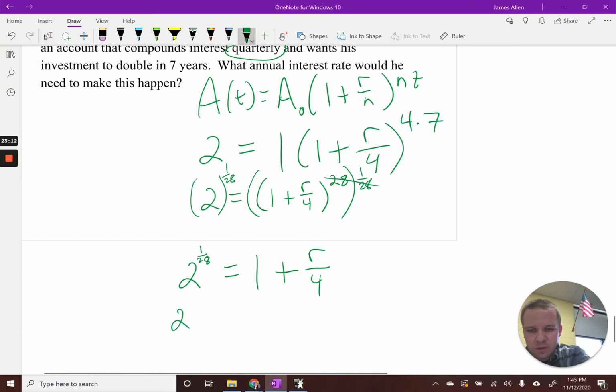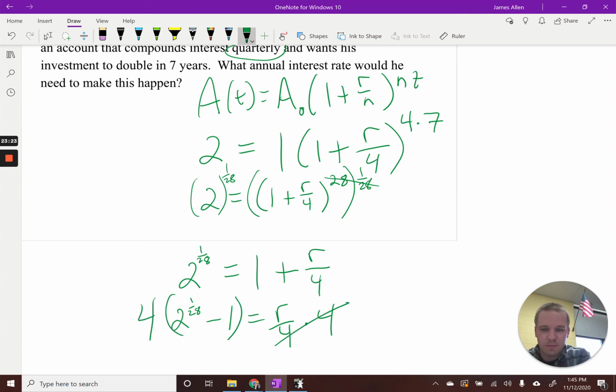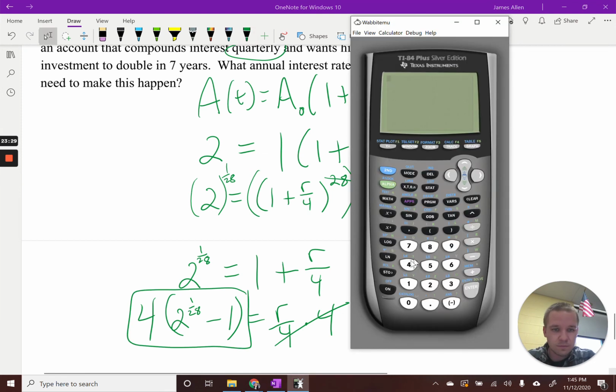Maybe I will write that out. So I'd have 2 to the 1/28th power minus 1 is equal to r over 4, and then I would multiply both sides by 4. So I could actually just type this whole mess into my calculator, and that should give me my rate. Let's do it. 4 parentheses 2 raised to the, and unfortunately I have to use another set of parentheses, all because mine doesn't do the fancy little exponent thing. That's a real bummer. And then minus 1. Close them. And, here we go.